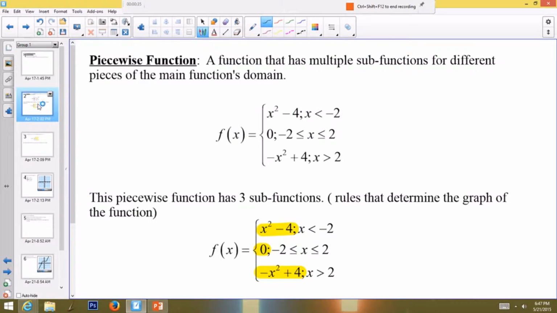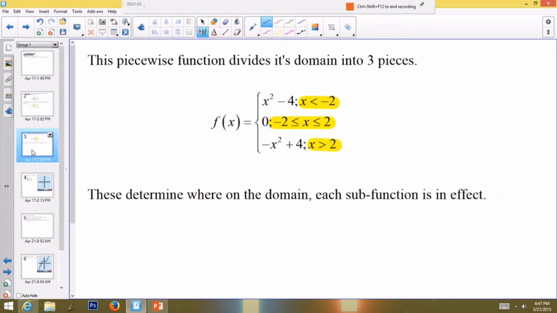A piecewise function is a function that has multiple subfunctions for different pieces of the main function's domain. So when I say subfunctions and I say pieces of the domain, I'm talking about two different things. When I talk about subfunctions, this particular function f has three subfunctions: x squared minus 4, 0, and negative x squared plus 4. It is broken into three pieces of the domain.